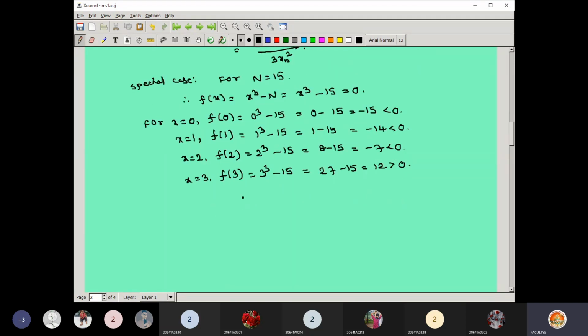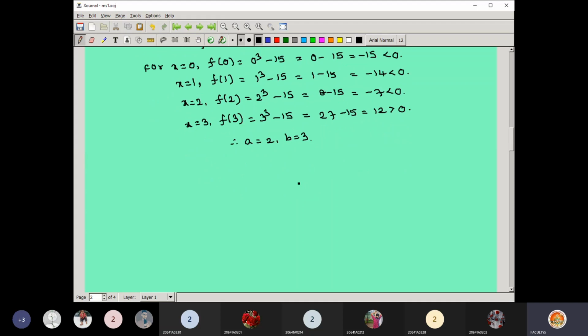So you got negative and positive sides. Therefore, directly you are calculating the a value. The a value is 2 and the b value is nothing but 3. Once you know the a and b values, I am substituting in your approximate initial value. So the initial approximate root is x naught equal to (a plus b) divided by 2. So 2 plus 3 divided by 2, the answer is 2.5.